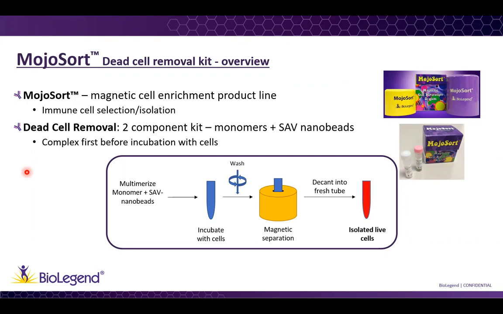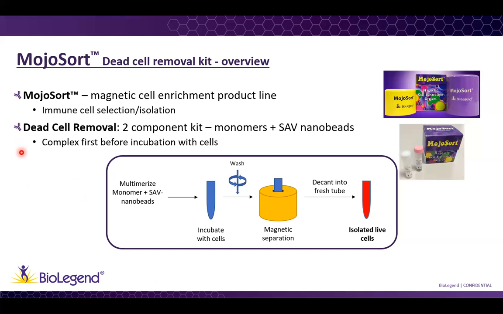But what to do if your sample has less than 95% viability? Well, there are some commercial kits that can be used to remove dead cells. At BioLegend, we offer our MojoSort dead cell removal kit. As all our MojoSort kits, it is a magnet bead-based assay. In general, MojoSort uses magnetic beads for cell enrichment, which could be either positive or negative selection. In this case, it's going to be a negative selection.